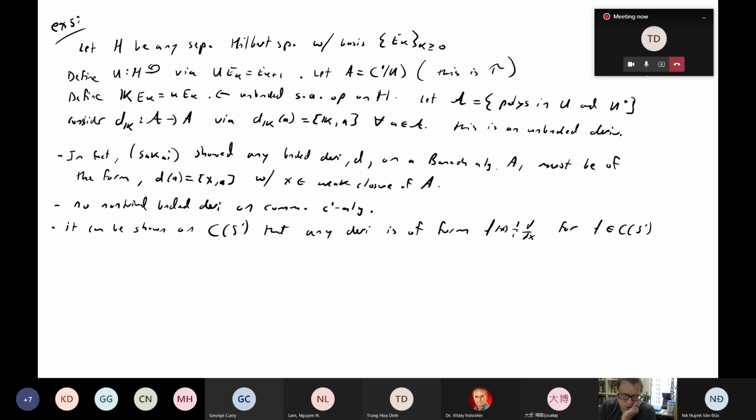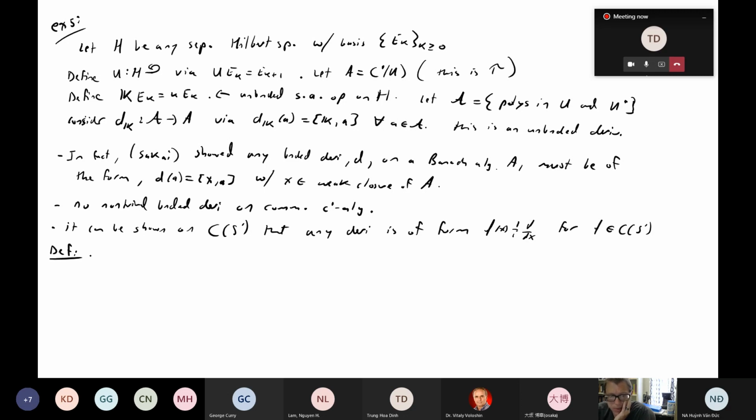So this classifies all the derivations on the commutative disk, if you will. How would you do this on the non-commutative disk? To do that, we need a little bit more setup, so I'm going to need a little definition.